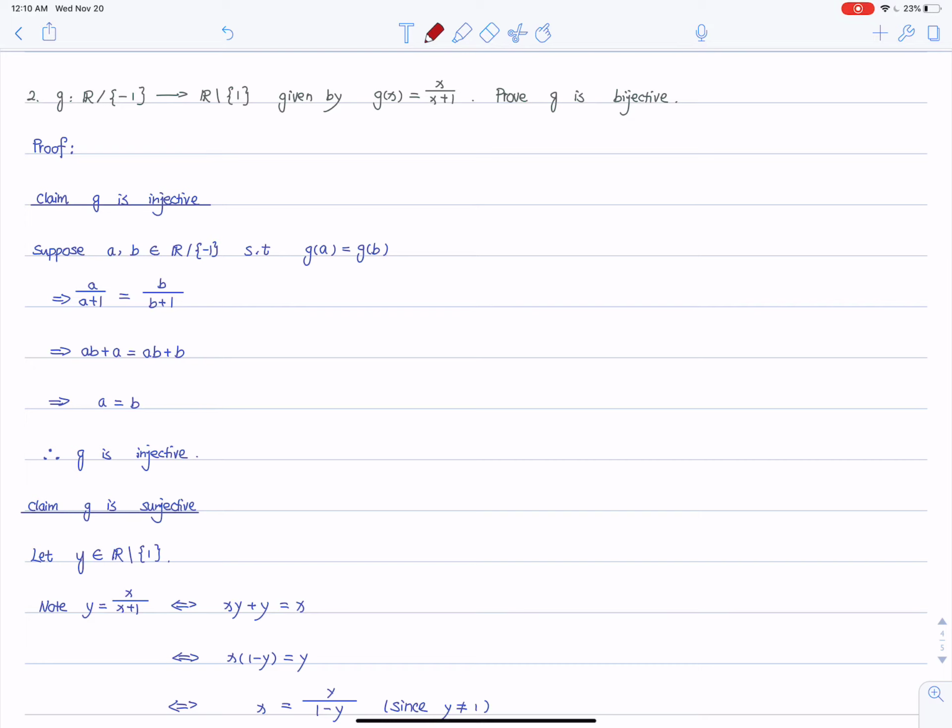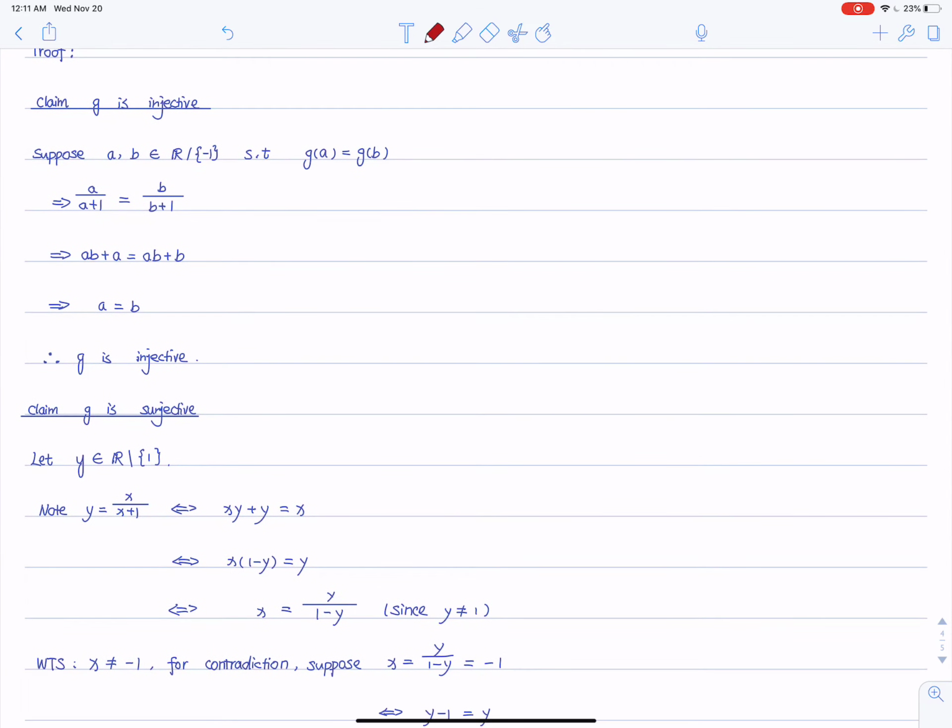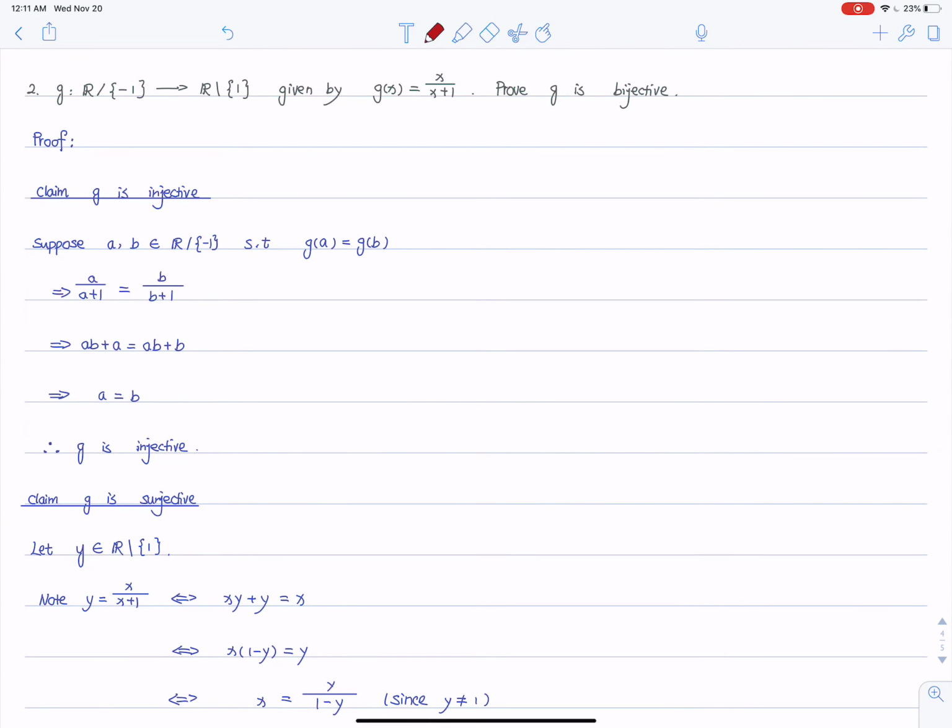We have G that maps from R minus 1 to R minus 1, given by G of X equals X over X plus 1. I want to show G is bijective. Again, to show it's bijective, we need to show it's injective and surjective. For injectivity, I suppose I take two elements from your domain such that G of A equals G of B.